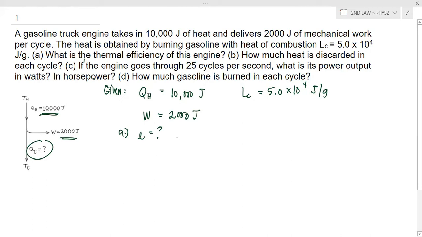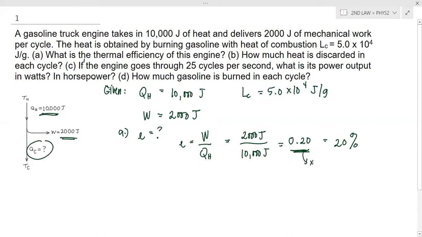Now note that the thermal efficiency of the engine is work divided by our QH, or the heat from the hot reservoir. Dividing 2,000 joules by 10,000 joules, we will obtain 0.20, or this is equivalent to 20% thermal efficiency. This is correct, but it is more proper that our thermal efficiency is in percent form, so to convert it, you just multiply this by 100. So we have a thermal efficiency of this engine equal to 20%.